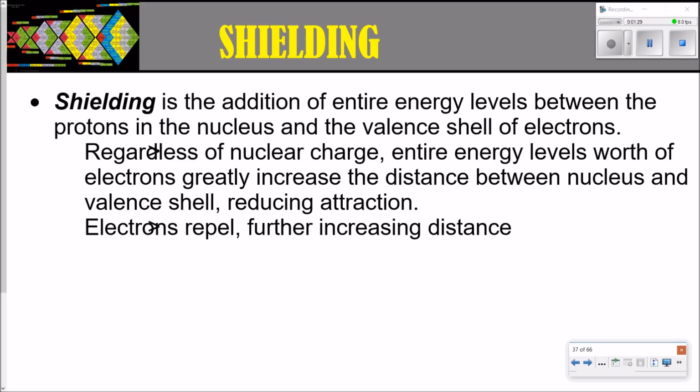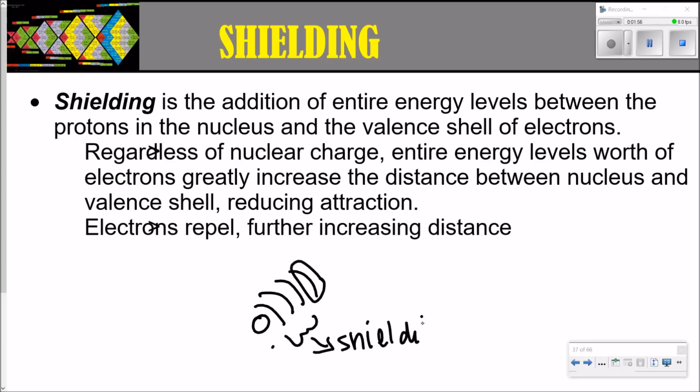Shielding, the other phenomenon that's going to account for most of the trends, is the addition of entire energy levels between the protons in the nucleus and the valence shell of electrons. If you think about it in a very basic form, if you've got your nucleus and you add energy levels, the electrons that are out here are going to be shielded from the nucleus by all of these levels in the middle. And this is going to be the shielding. Again, this is a very rudimentary picture, but it gives you the basic idea.